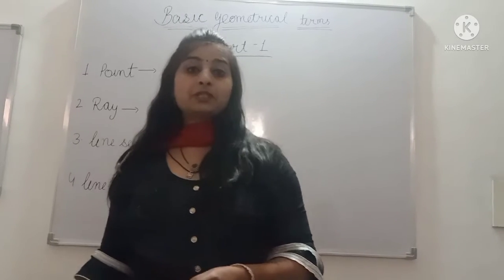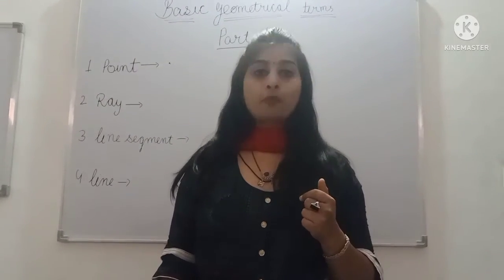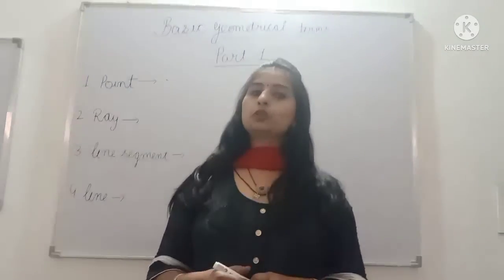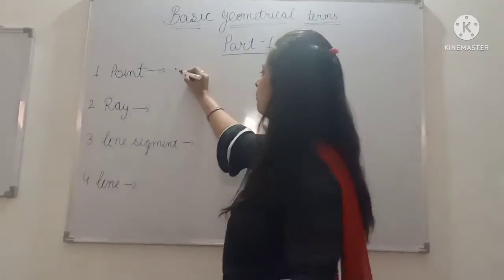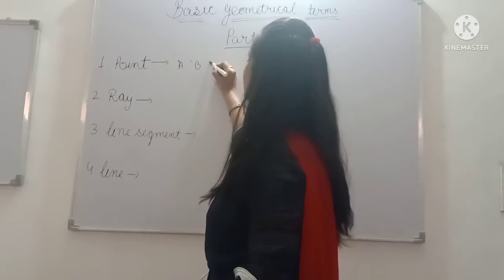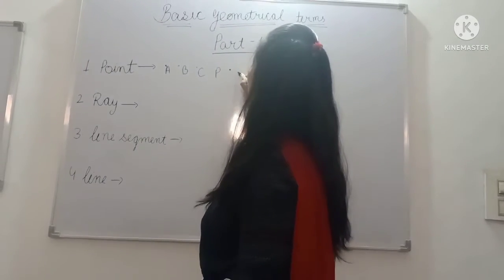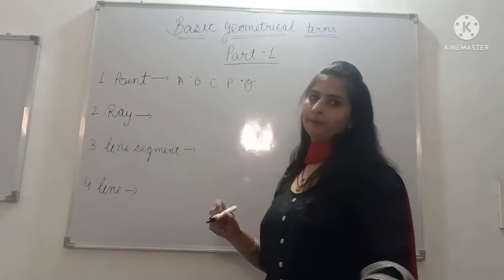Besides this, what is between my brows? This is also an example of a point. Okay? And how do we denote a point? For example, point A like this, point B, point C, point P, point Q, and so on.